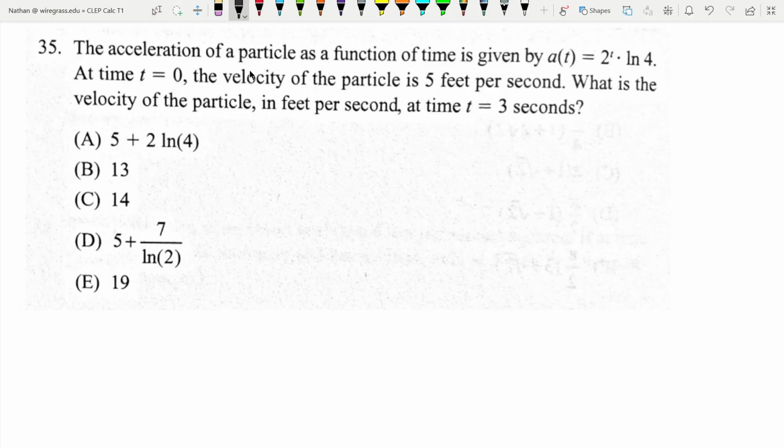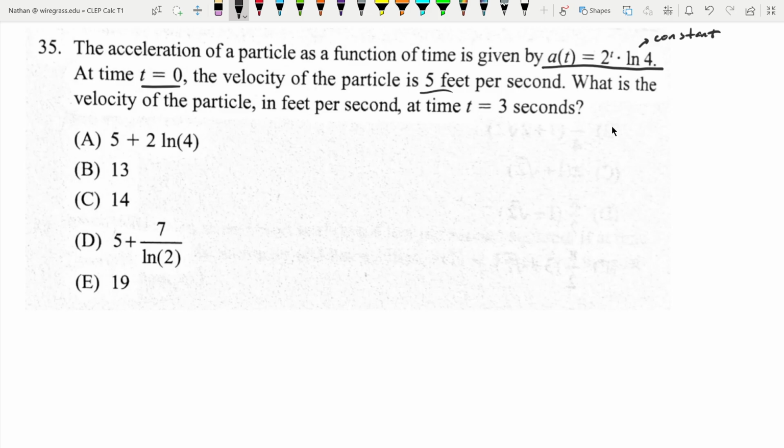Here we have the acceleration of a particle given by this function right here. Note that ln of 4 is just a constant. This is not a function, so it's pretty much an exponential function to the power of t. Now it says at time 0, the velocity is 5 feet per second.